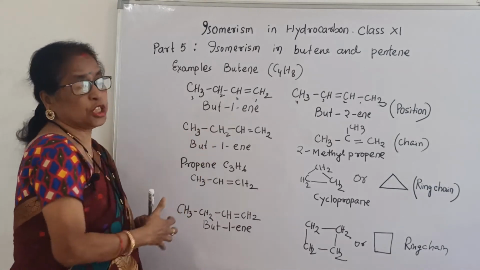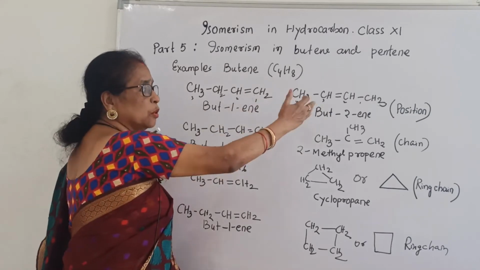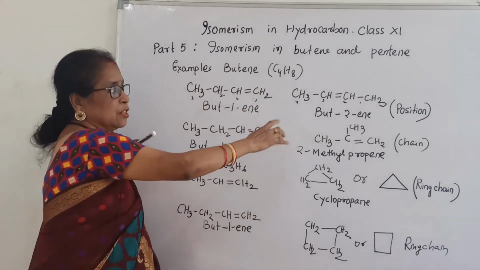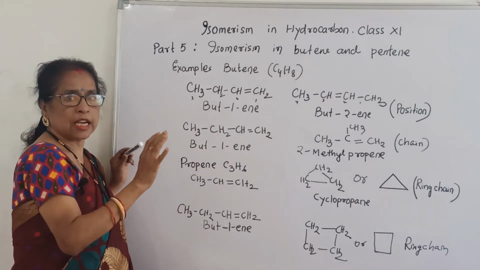So it is called position isomerism because here after 1 there is a double bond, and after 2 there is a double bond. This is the difference. The position of the double bond is different. That is why it is position isomerism.